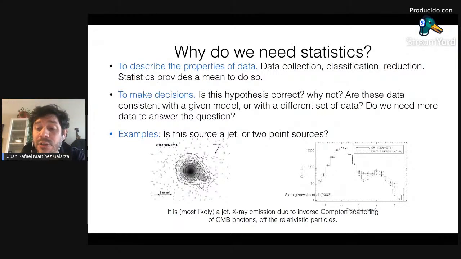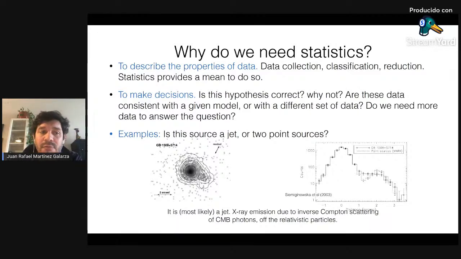In order to actually do photometry properly when you do X-ray astronomy, you need statistics. And you need statistics not only in this case, but for a number of reasons in astrophysics and in general in the physical sciences. Here are a few examples of why you need statistics to do astrophysics. The first reason, of course, is that they allow you to describe the properties of data when you collect data from your measurements or when you classify sources. You can describe the properties of those data sets using statistics, in the form of distributions or in terms of means and standard deviations, etc.